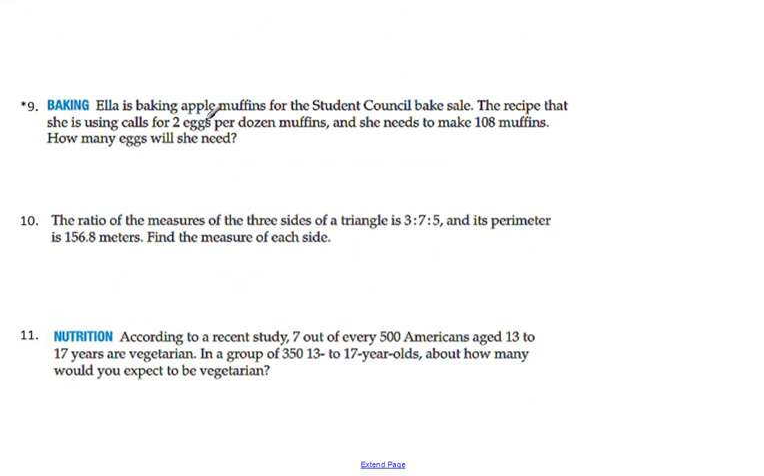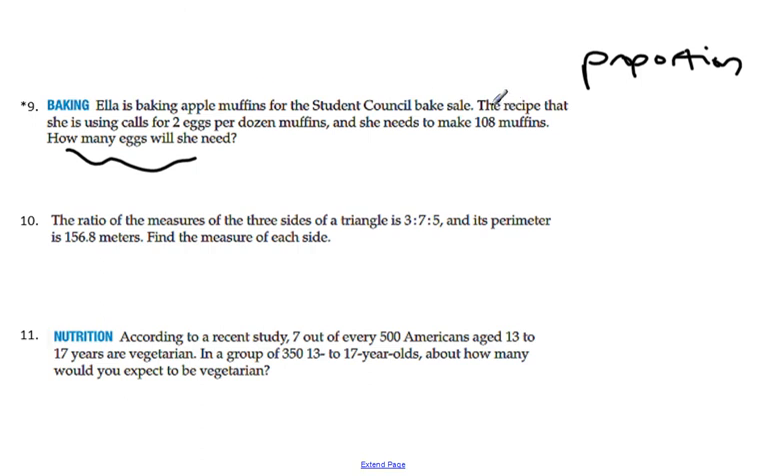Number 9. Ella is baking apple muffins for the student council bake sale. The recipe that she uses calls for 2 eggs per dozen muffins, and she needs to make 108 muffins. How many eggs will she need? Well, remember, a proportion is used to make predictions. So in this case, we're using a proportion to figure out how many eggs that Ella will need.